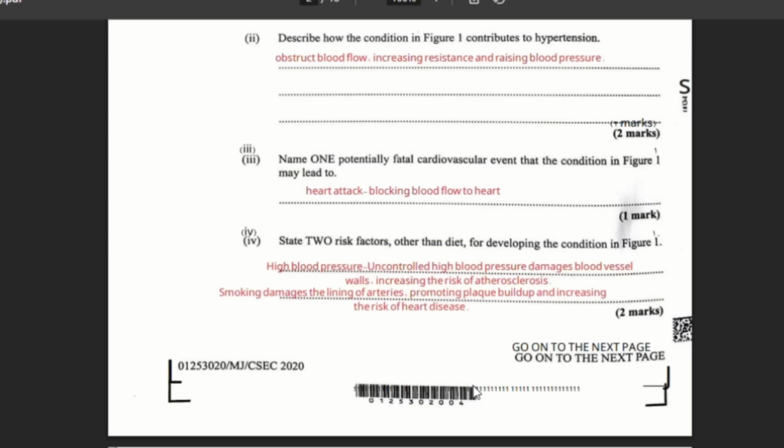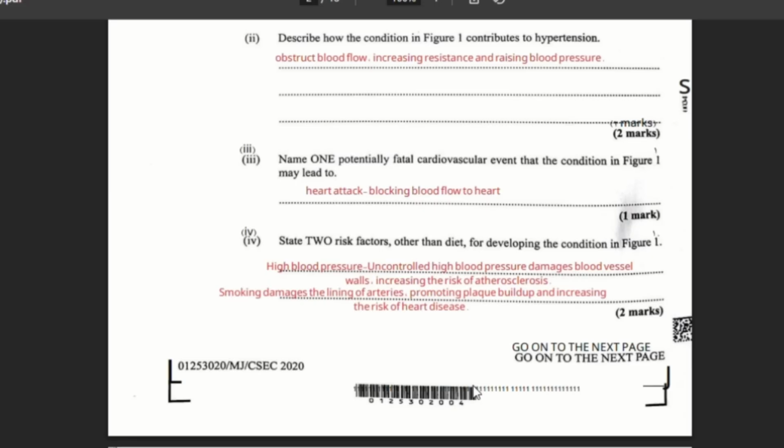So having uncontrolled high blood pressure would damage the blood vessels, right? Increasing the risk of atherosclerosis, right? So it increases the risk. And then also smoking. When you smoke, it would contribute to damaging the lining of the arteries, promoting plaque buildup, and also increasing the risk of heart disease, right? So these are two other risk factors that you can mention other than diet.